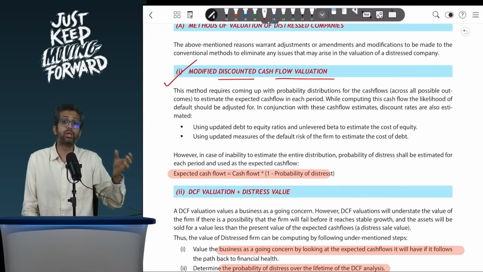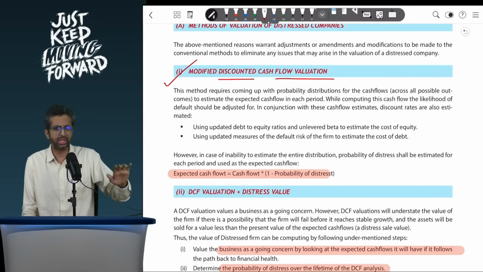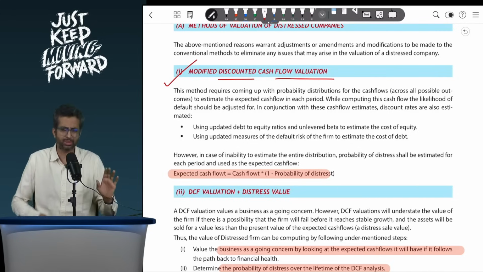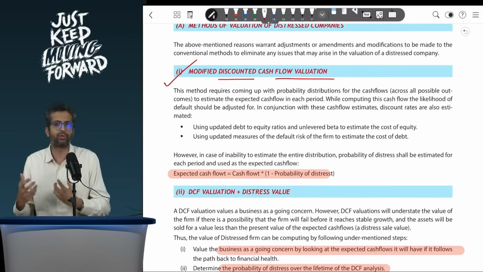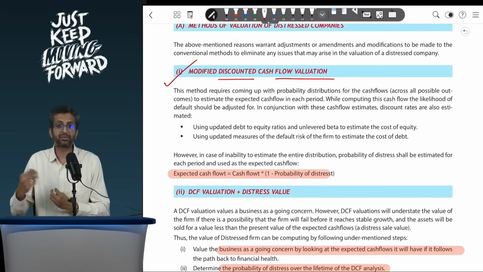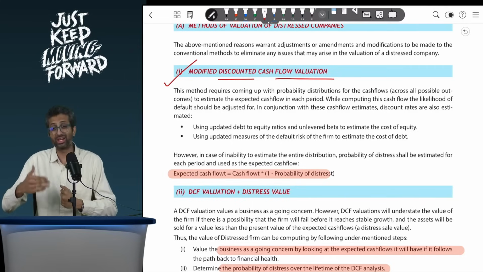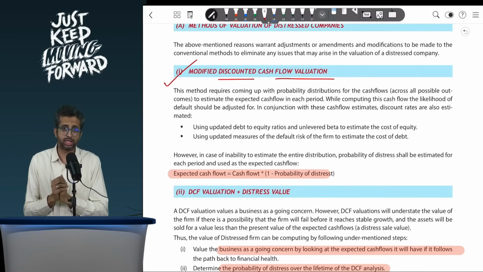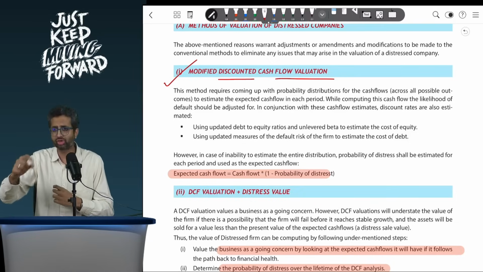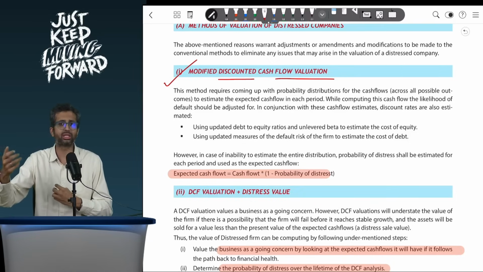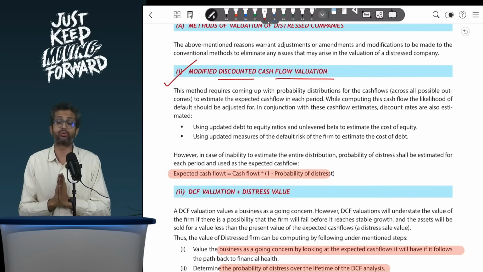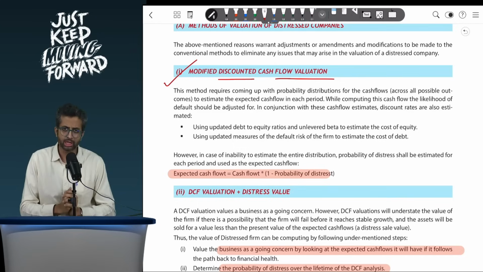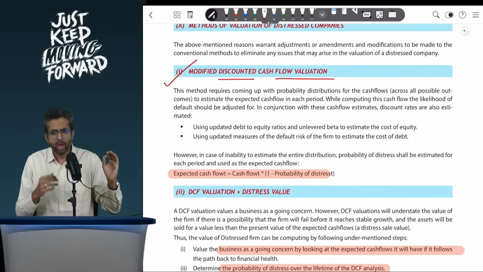So if the probability of default is 20%, then the probability of no default is 80%, and hence you might try to modify the cash flows after considering the probability of distress. So you might say 100 is a cash flow, but there's only an 80% chance that this cash flow may be attained. As a result, while doing a valuation at each year, you will take the probability of distress and accordingly find the modified cash flows, and then discount them.